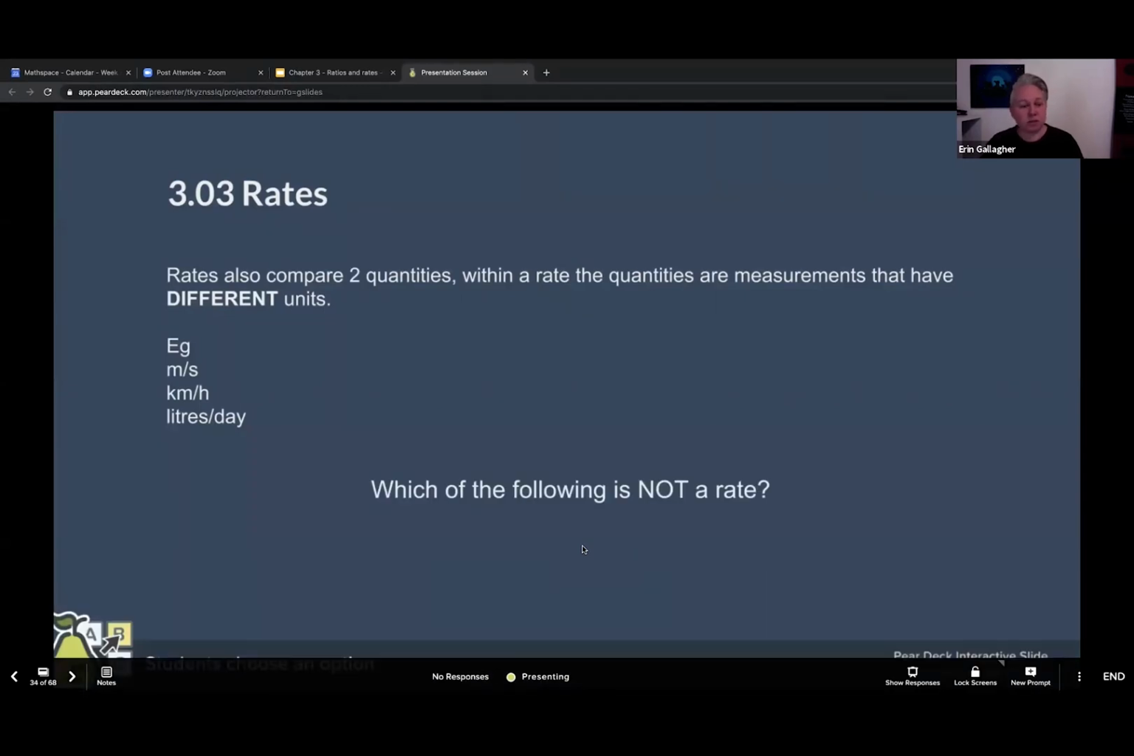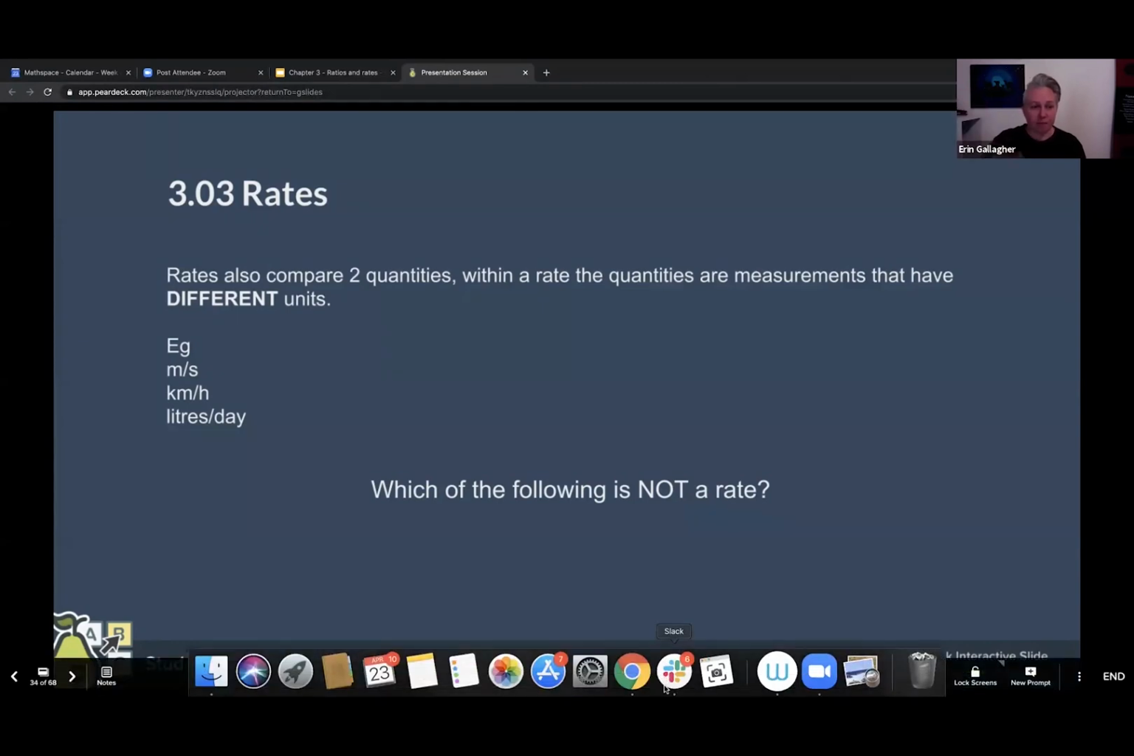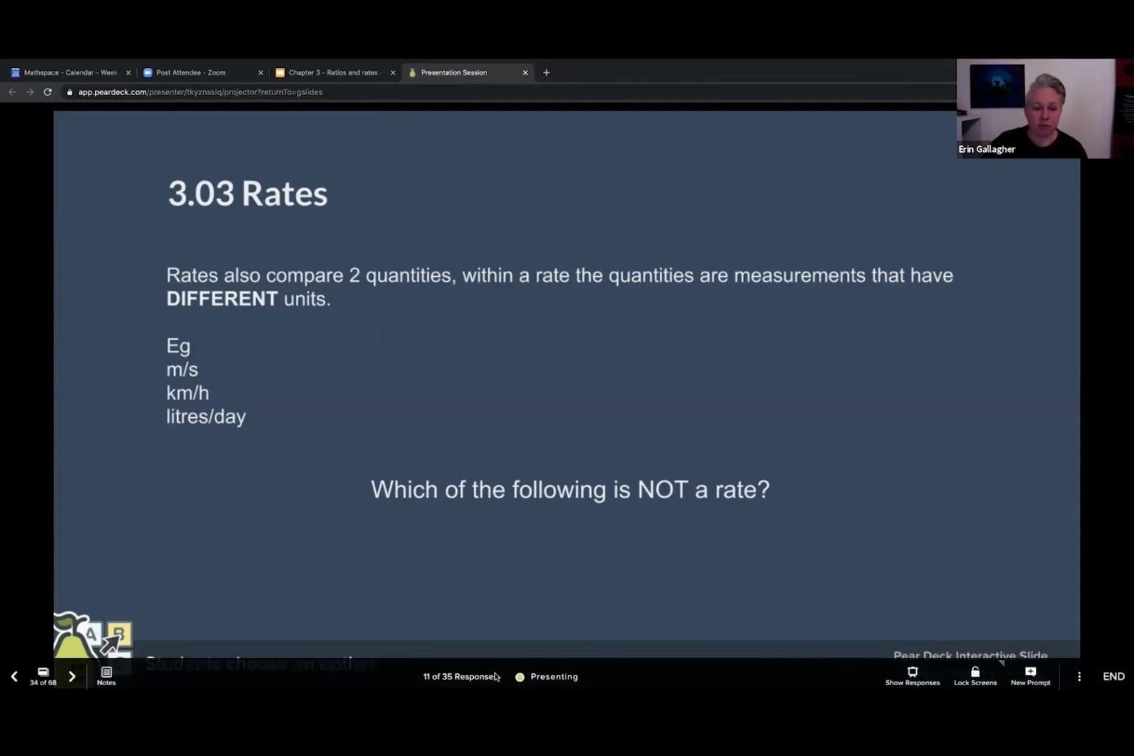Okay, so there's a multiple choice question there available to you on your screen. Which of the following is not a rate? So we want to compare two quantities that have different units. So on the little pear deck down the bottom, there'll be a green answer button. You click that, the multiple choice options will come up. And you'll be able to choose which of the following that are there are not a rate.